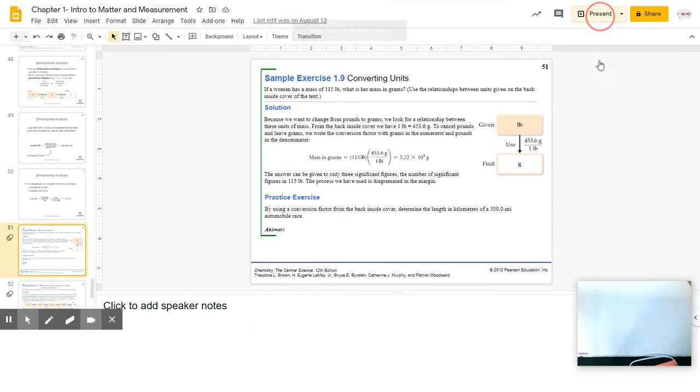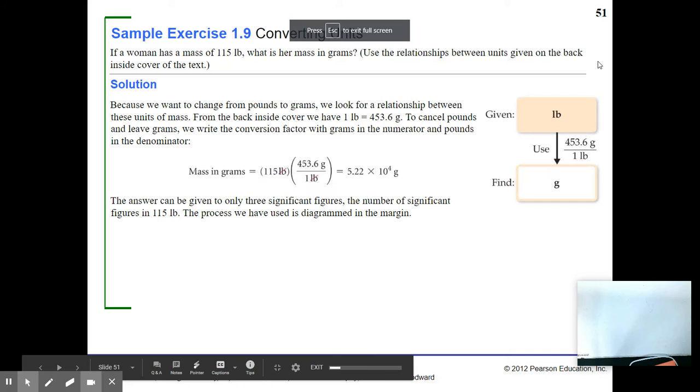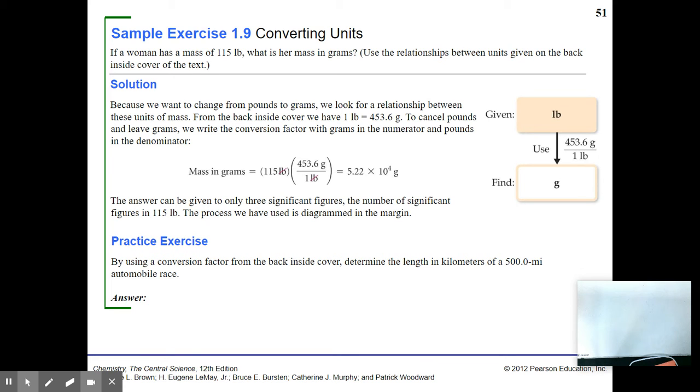All right. So that was one conversion factor. Okay. So we move on to what happens if we have two units that we need converted.